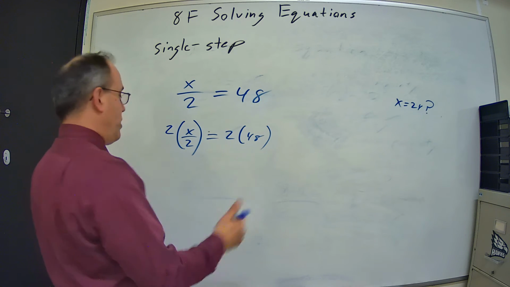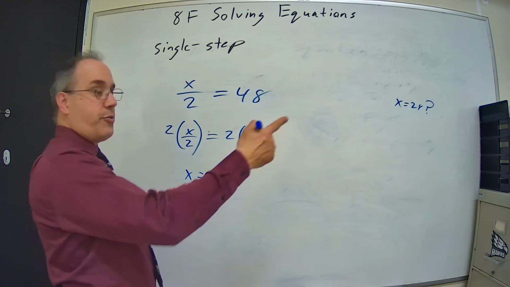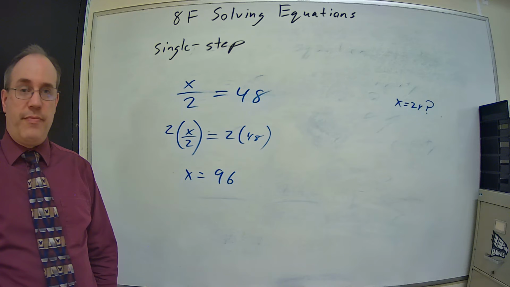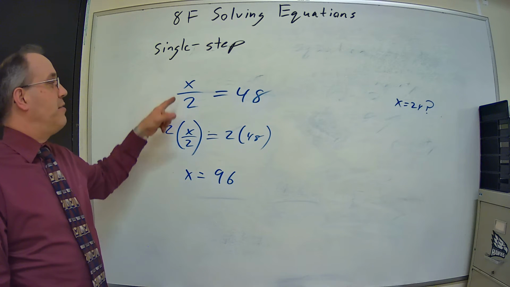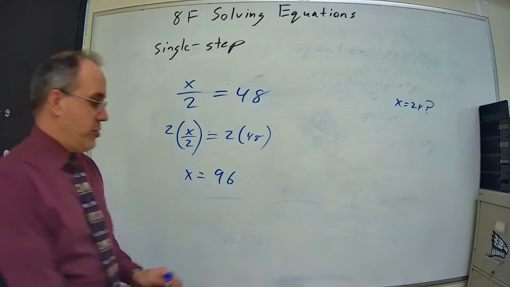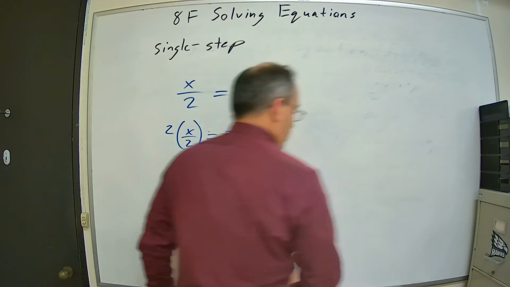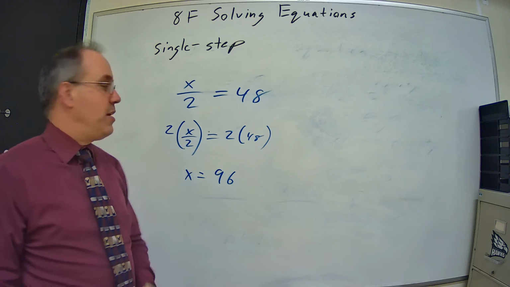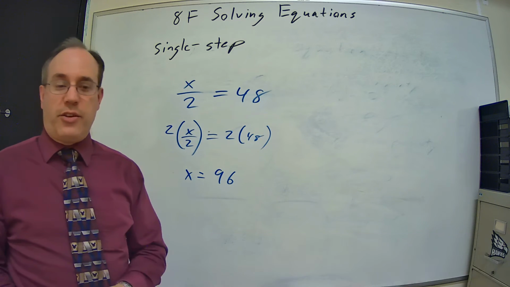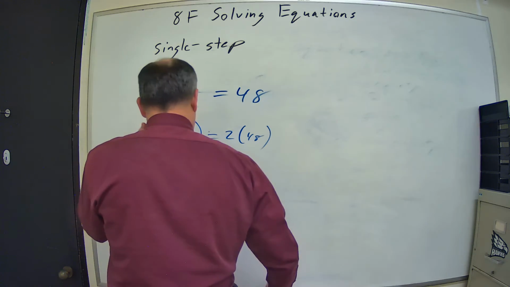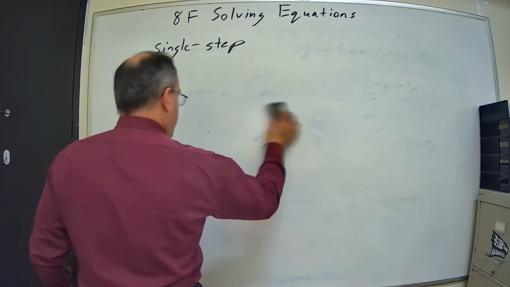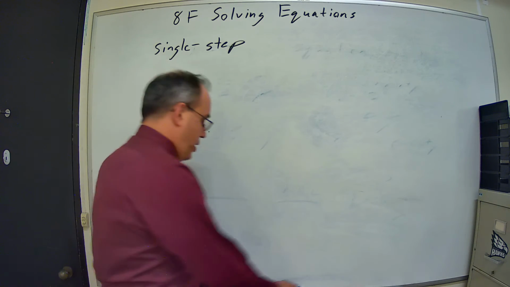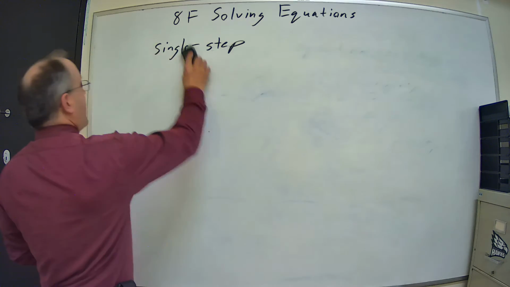2 divided by 2 is 1, so we have x is equal to not 24, but 96. 96 divided by 2 is 48. So see how easy it is to make a mistake if we just look at it quickly and say, oh, okay, I know what that is. So go through the process and get to the correct answer. So those are single step problems. And then we can also go to multi-step.